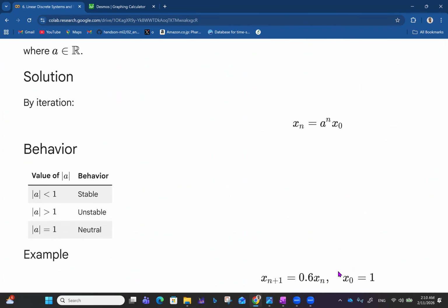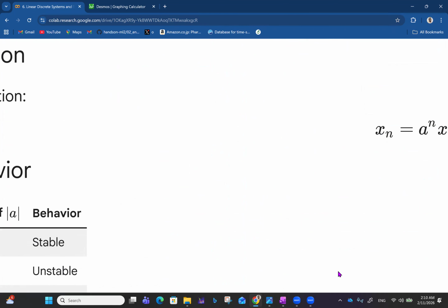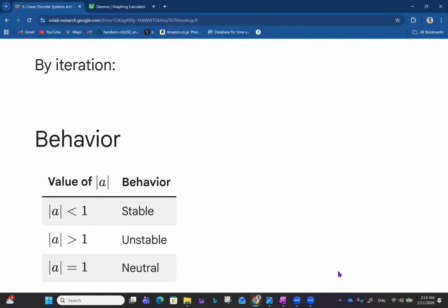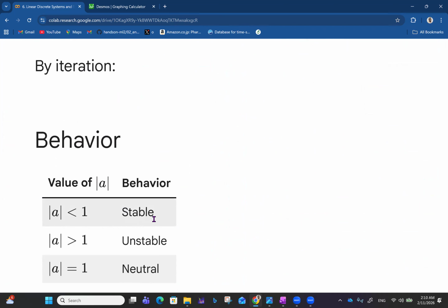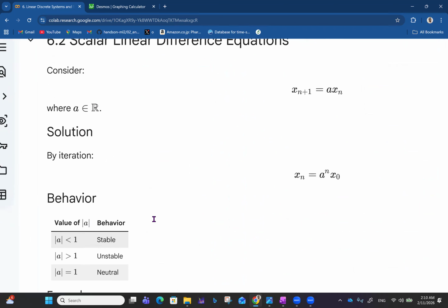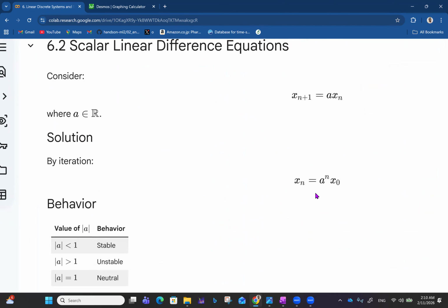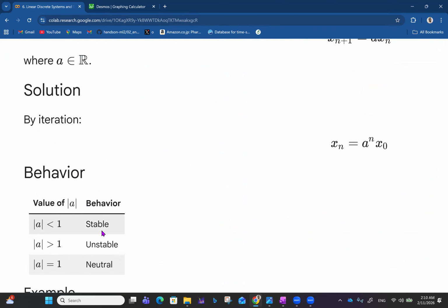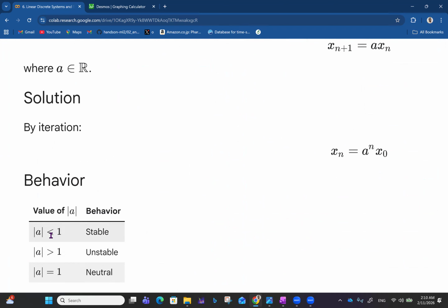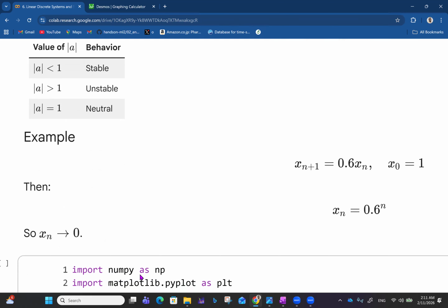Now we see the behavior here. When the absolute value of a is less than 1, then you say that the system is stable. Everything depends on this a now. If the absolute value of a is less than 1, it's stable. If it's greater than 1, it's unstable. If it's equal to 1, then you say it's neutral, because a is driving that system.